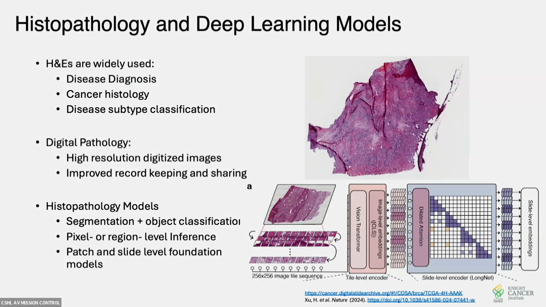One thing I did want to point out is the types of models that we're seeing within the context of histopathology. Some we're familiar with are segmentation, both at the nuclei level and at the tissue level. There are also substructure segmentation and classification models, and pixel or region level inference to other data modalities. But what we really want to focus on for our use case today is the patch and slide level foundation models.